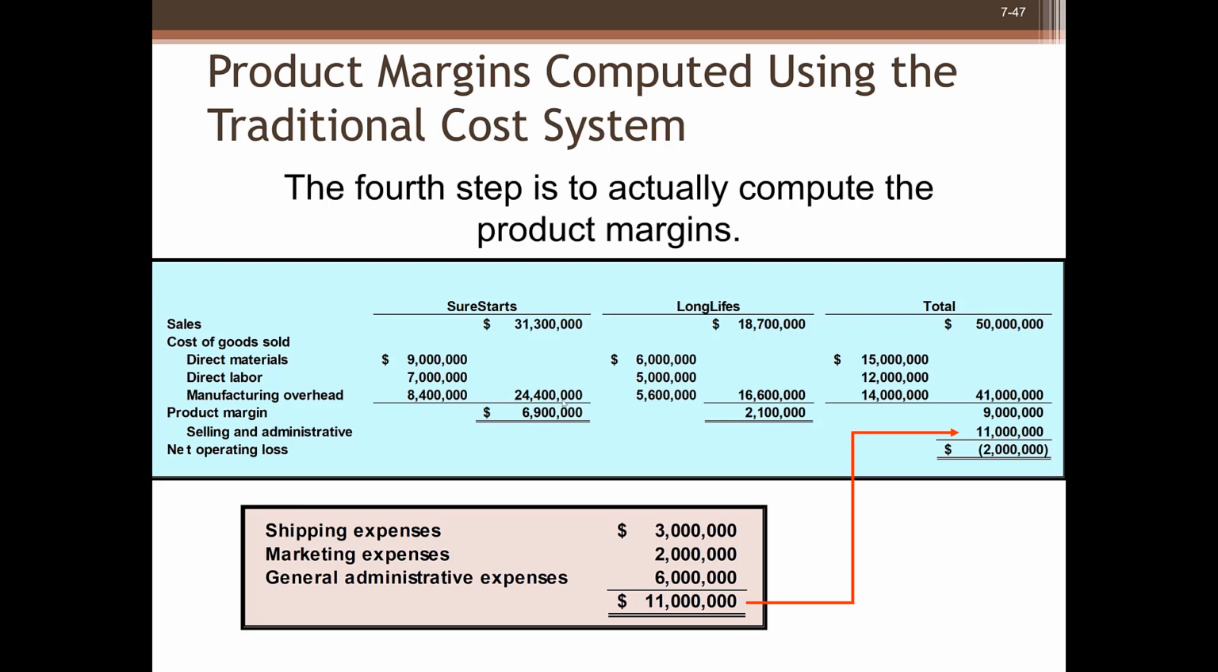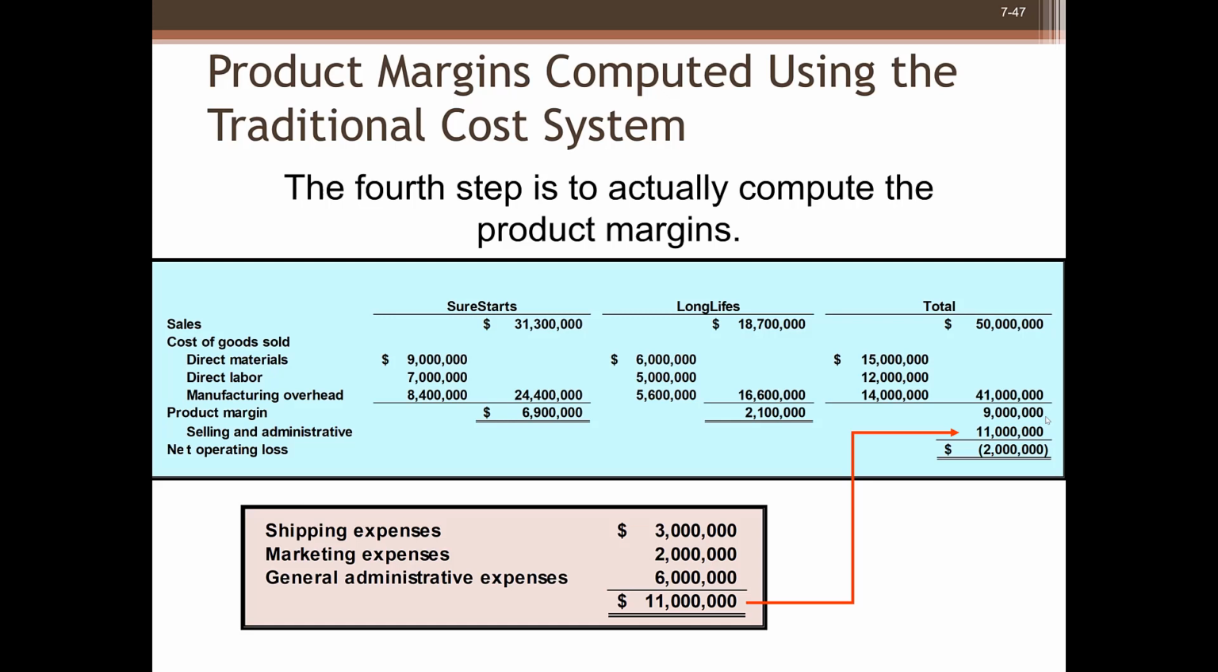For Short Start, subtract the cost of goods sold from sales, and we can get the product margin. For Short Start, 6.9 million. For Long Life, we do the same thing. Sales minus total cost of goods sold, and then we get a product margin of 2.1 million. We can also get a total product margin of 9 million.